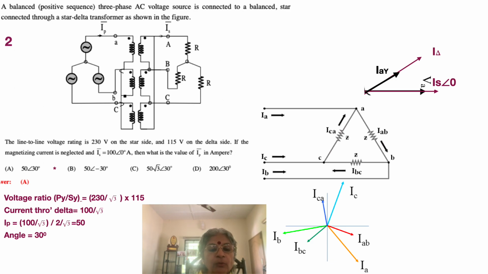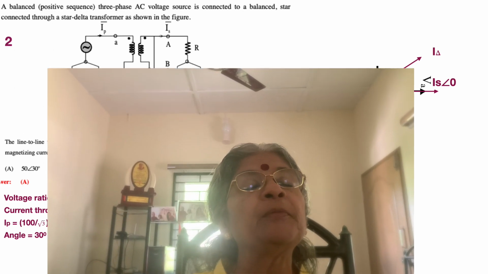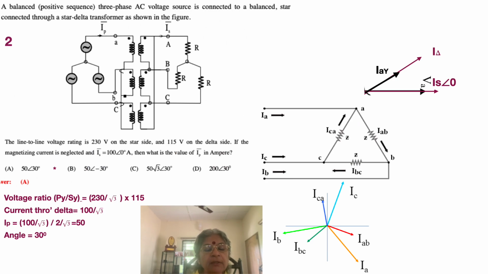And what about the voltage on the other side? It is 115 volt on the delta side. So 230 by root 3 is the individual voltage across each of the coils forming the transformer on the star side, and on the delta side, each of these coils, because it is delta, is going to have 115 volt directly. So there is what is called the transformer ratio, which is equal to 230 by root 3 by 115, or 2 by root 3. Please remember that. All these things should come to our mind as we read the problem.